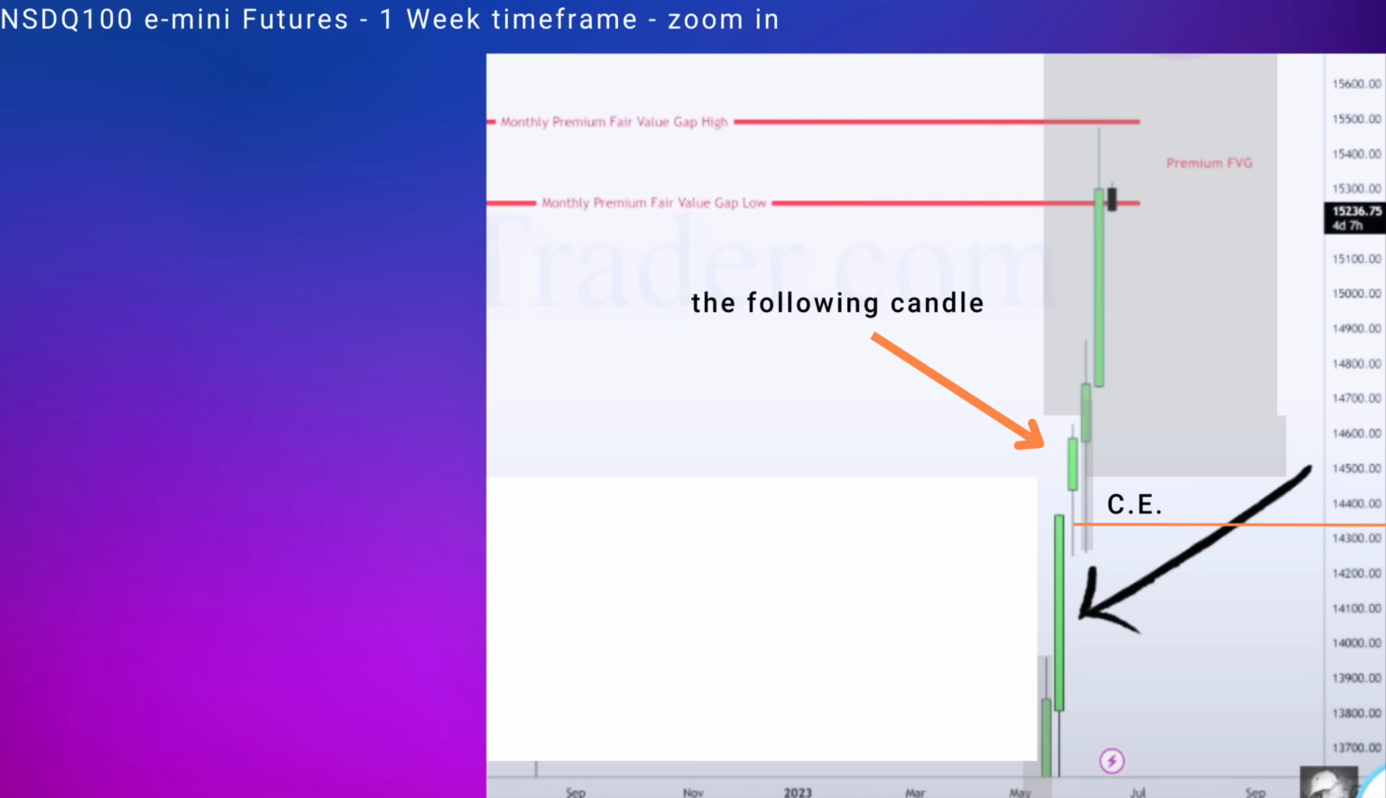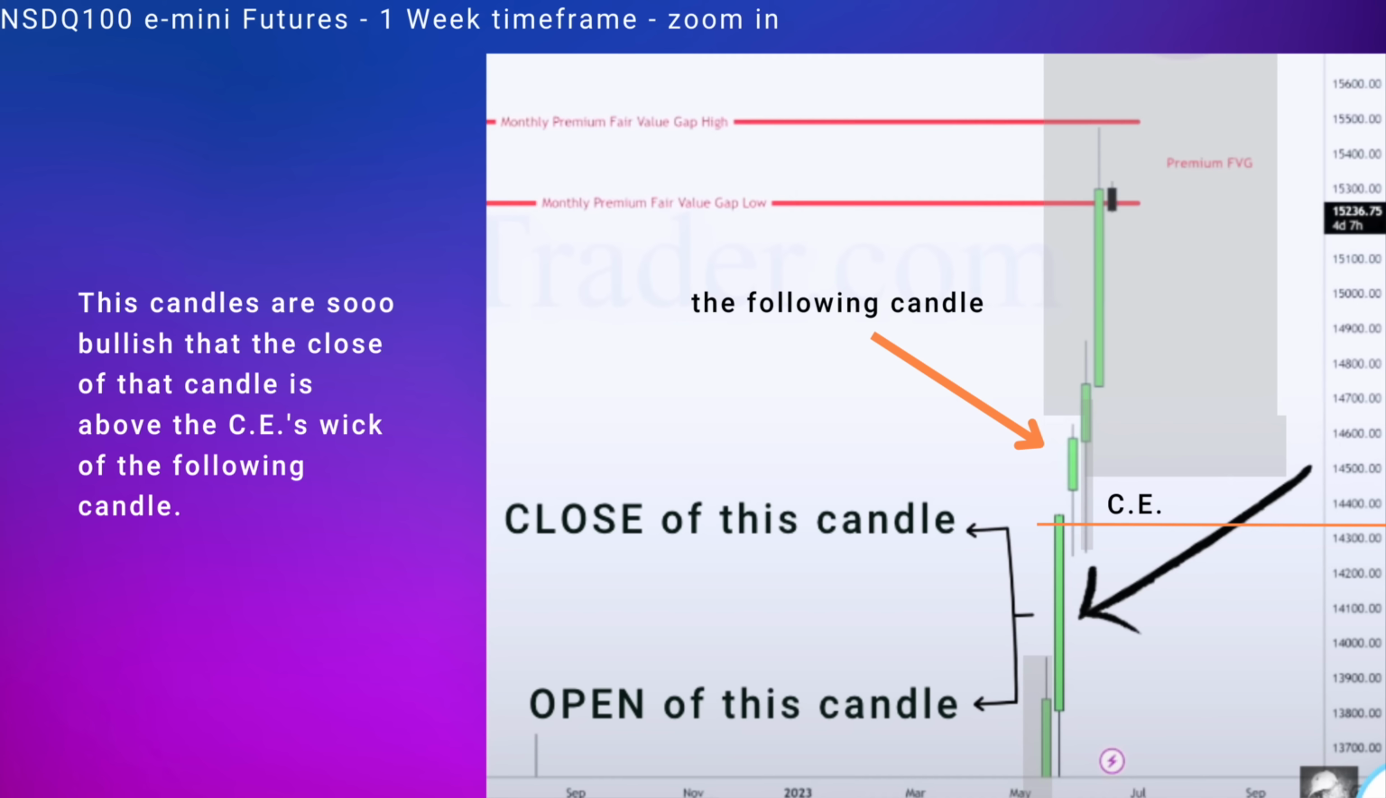The wick of the candle that's highlighted in orange has a consequent encroachment, or better, the midpoint of that wick, which I highlighted here with an orange line. We can see that these candles are so bullish that the close of the black candle with the black arrow that we've seen before is actually above the consequent encroachment of the wick of the following candle. Highlighting that level, we can see that the previous candle, the one highlighted with the black arrow, is actually going above it.